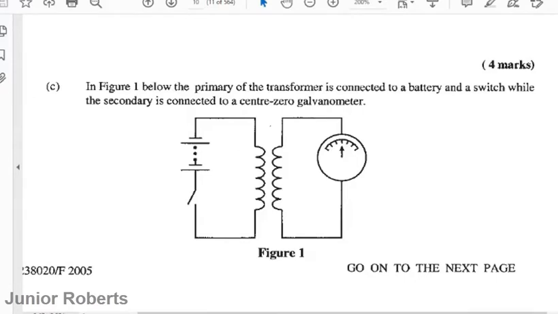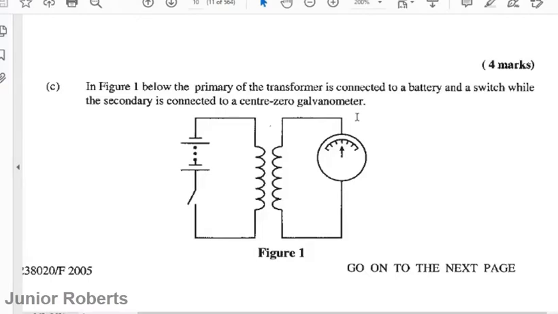So we're told, what is a galvanometer? That's a very good question. I was just going to say that we are given the names of some instruments. First of all, we're given the name of a transformer, a battery, a switch, and the galvanometer, which is the one that you asked about.